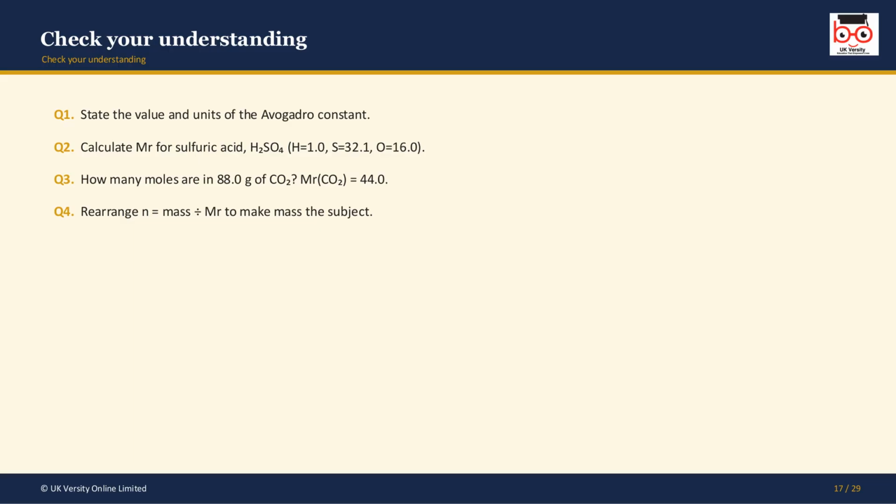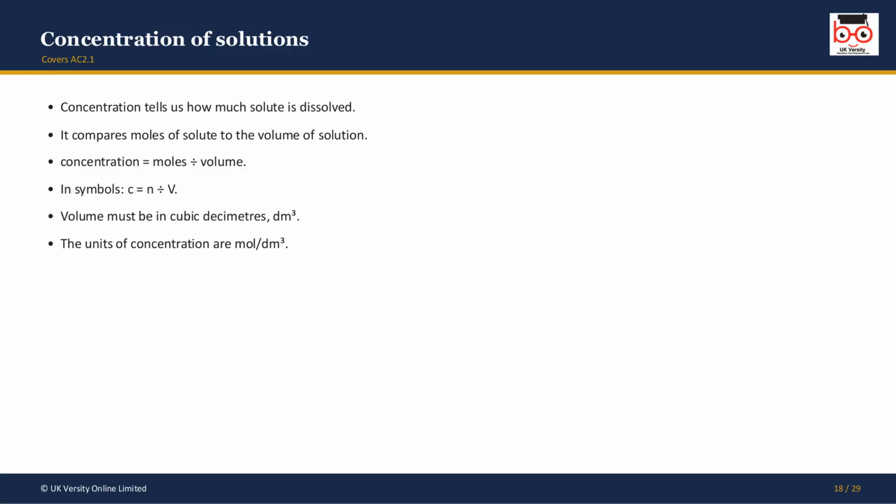Let's check your understanding. First, state the value and units of the Avogadro constant. Second, calculate the Mr of sulfuric acid, H2SO4, with hydrogen 1.0, sulfur 32.1, and oxygen 16.0. Third, how many moles are in 88.0 grams of carbon dioxide, Mr 44.0? And fourth, rearrange N equals mass over Mr to make mass the subject. Give those a go.